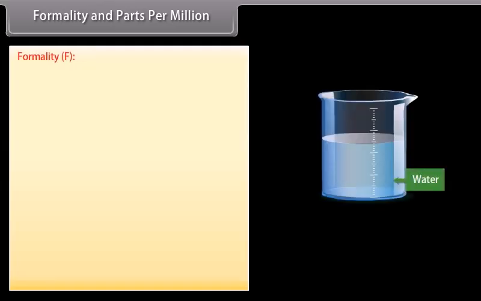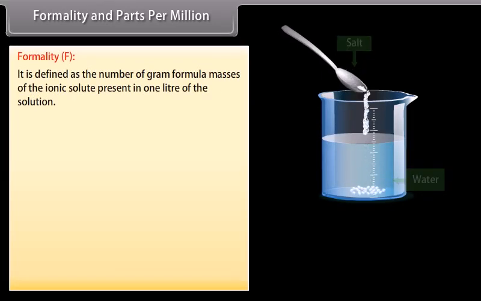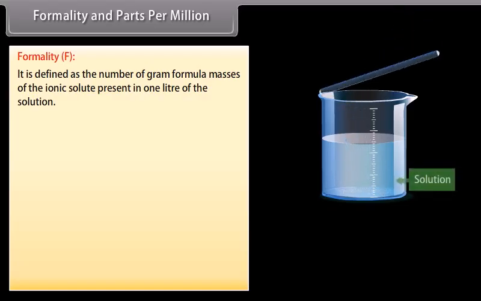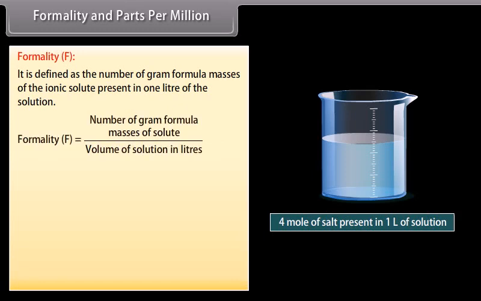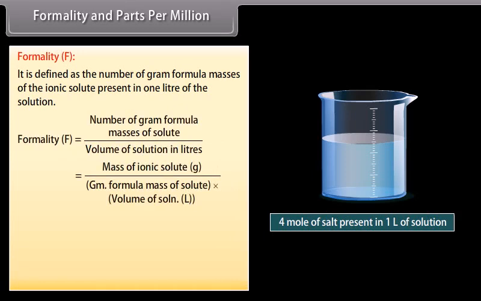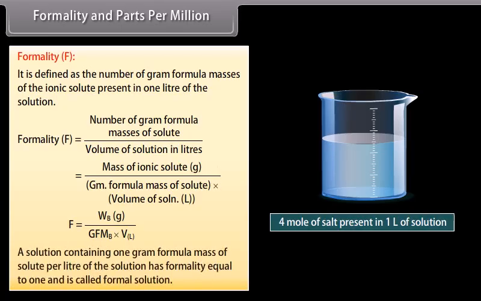Formality and parts per million. Formality. It is defined as the number of gram formula masses of the ionic solute present in 1 liter of the solution. It is represented by F. Mathematically, F is equal to WB in grams divided by product of gram formula mass of B and volume of solution in liter. A solution containing 1 gram formula mass of solute per liter of the solution has formality equal to 1 and is called formal solution.